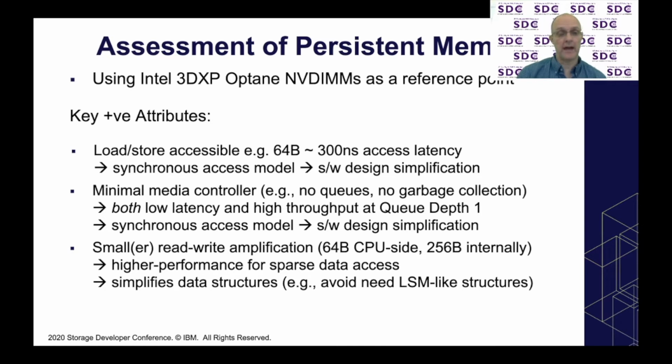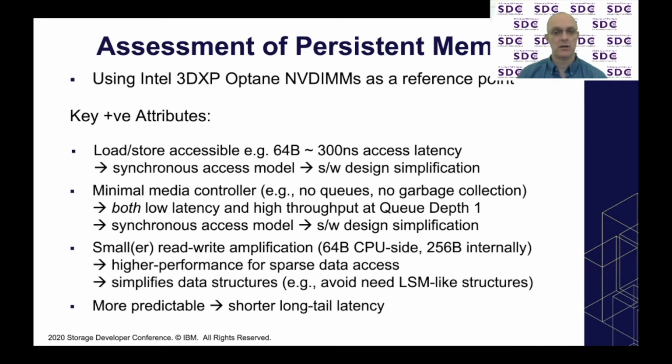The technology also allows smaller read-write amplification. On the CPU side, this is 64 bytes, a cache line. Internally, this is 256 bytes. This finer-grained access does allow high performance for sparse data accesses. It also helps you to simplify data structures again, and avoid technologies such as log-structured merge data structures that effectively take a random workload and serialize it to make it more friendly to the storage device. The performance is also more predictable, and this importantly shortens the long tail latency.